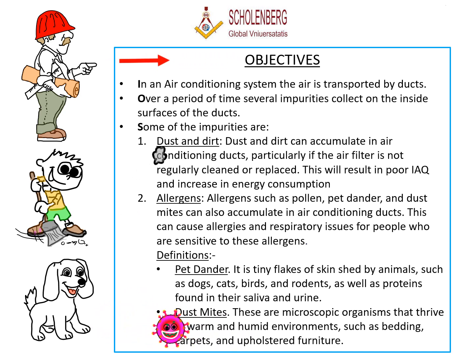2. Allergens. Allergens such as pollen, pet dander, and dust mites can also accumulate in air conditioning ducts. This can cause allergies and respiratory issues for people who are sensitive to these allergens. Definitions. Pet dander: tiny flakes of skin shed by animals, such as dogs, cats, birds, and rodents, as well as proteins found in their saliva and urine. Dust mites: microscopic organisms that thrive in warm and humid environments, such as bedding, carpets, and upholstered furniture.